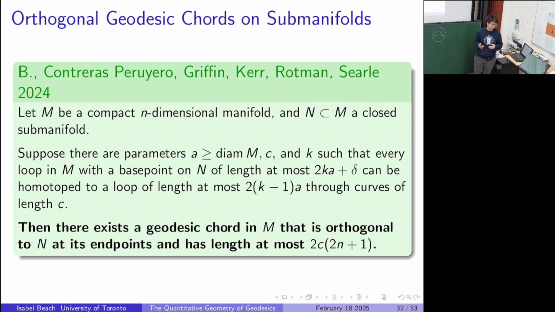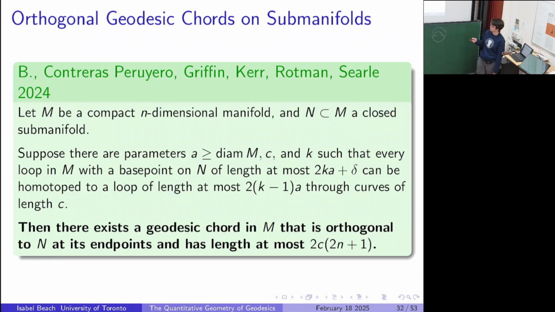This might sound a little bit specific, but it actually can be done in many cases. So for example, if you don't have short closed geodesics in your manifold, then you can always shorten closed curves because there's no obstructions when you apply the curve shortening flow, for instance.